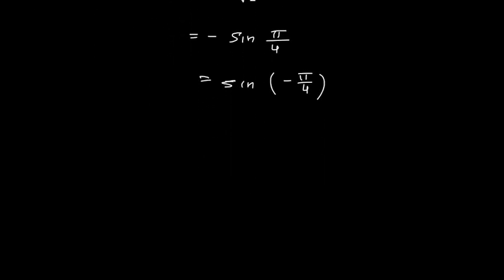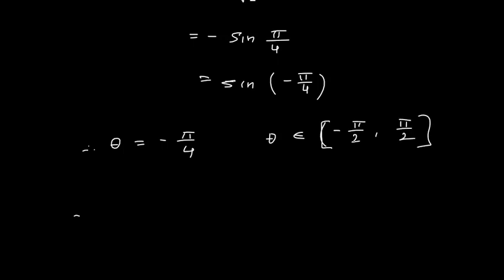So therefore I have theta is equal to minus pi by 4, where theta belongs to minus pi by 2 to plus pi by 2. So therefore I will say that sine inverse minus 1 upon root 2 is equal to minus pi by 4.